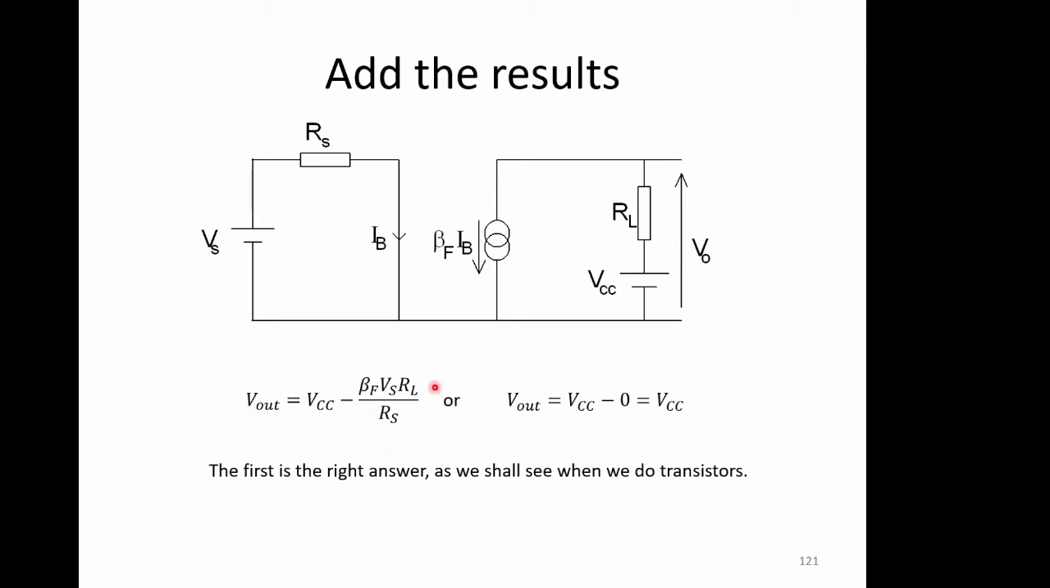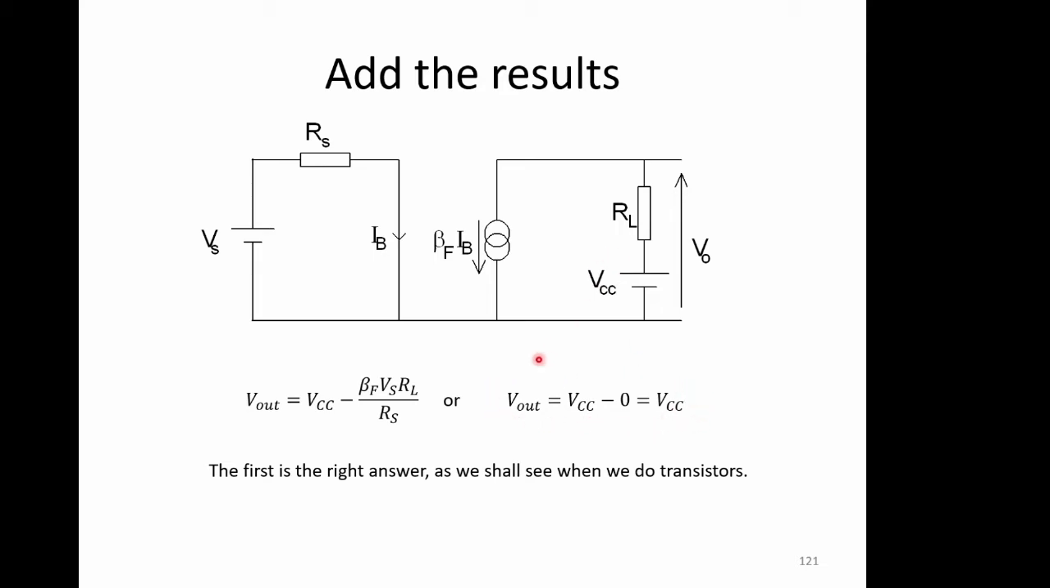We can have this answer if we choose to have not defined IB as 0, or we could have Vout equals VCC minus 0, which is just VCC. So the first one is actually the right answer, as we should see when we do transistors. But depending on how you define things, this could be taken to be the answer as well.